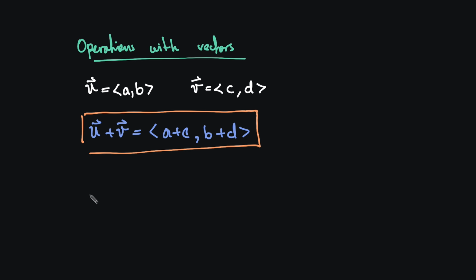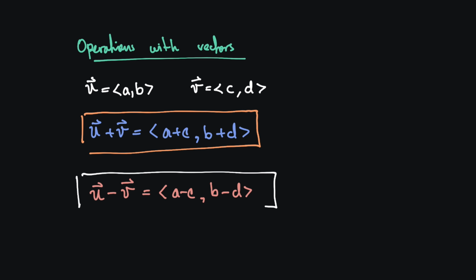The subtraction, what about the subtraction? If I want to subtract these two vectors, vector U minus vector V, it's basically the same idea. I will just subtract the corresponding components. So A minus C, and B minus D. And that's all. That's how you add or subtract vectors.